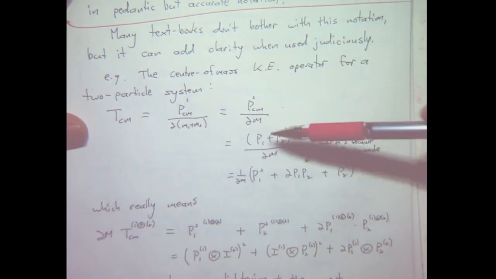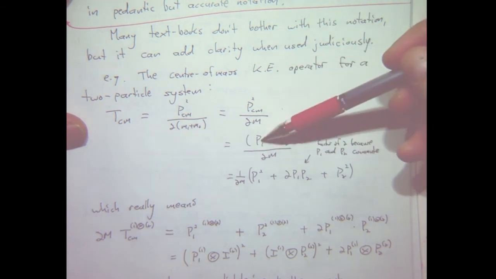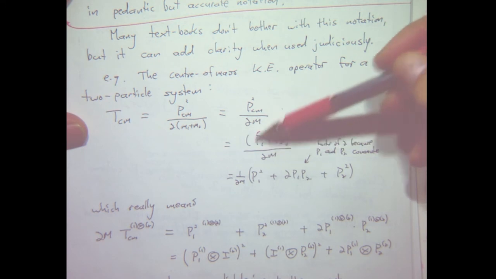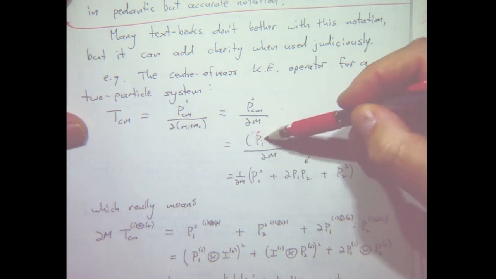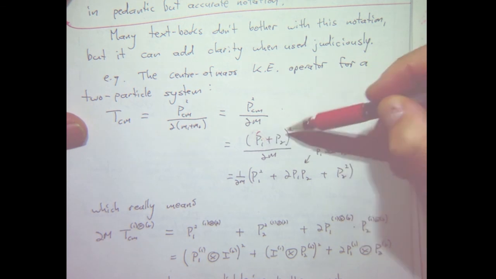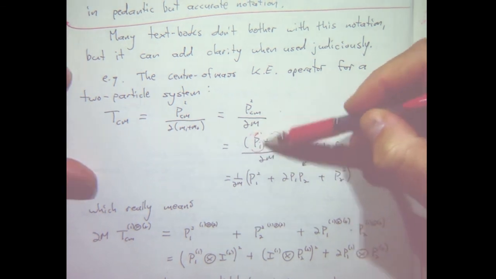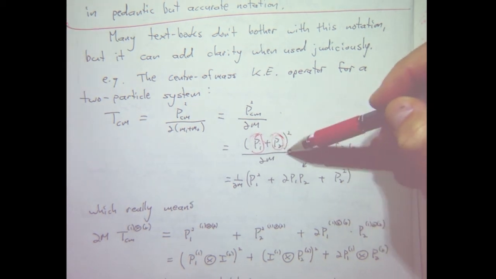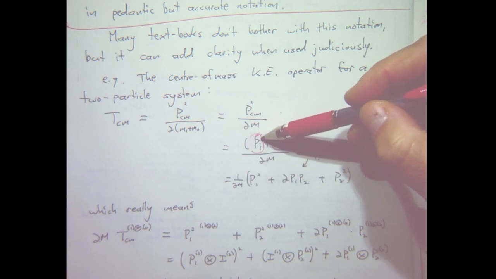So that's (p1 + p2)² over 2m. Now that's p1 acting, which is from the Hilbert space. The domain of this operator is really the Hilbert space associated with particle 1. This is related to the operator that acts on particle 1, and this is related to the operator that acts on particle 2. But its domain is the whole of Hilbert space, as you'll see in a second.